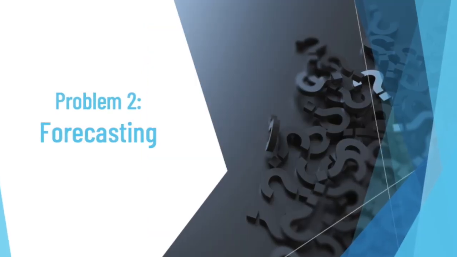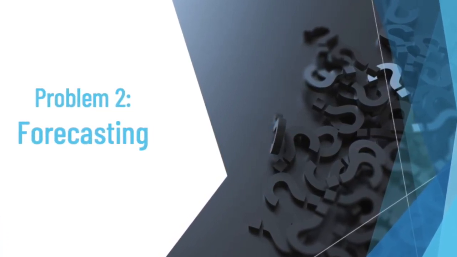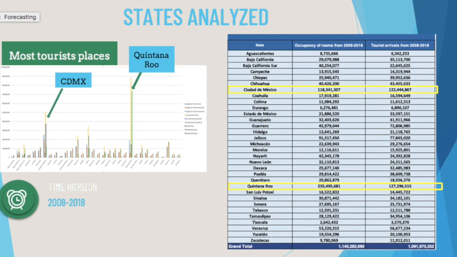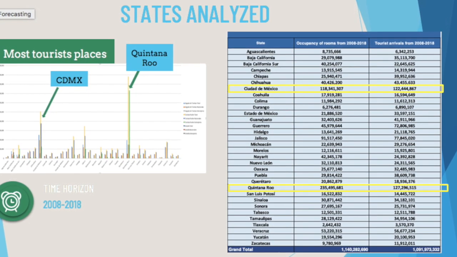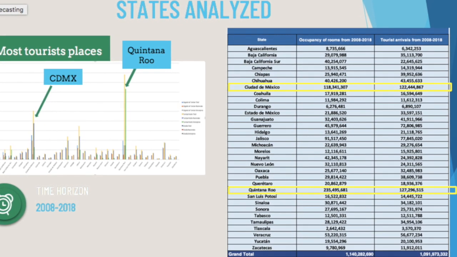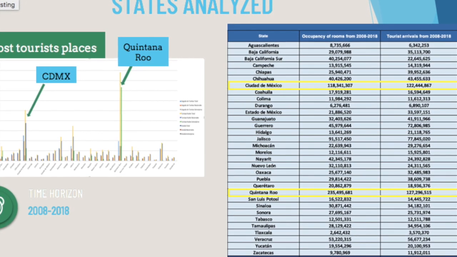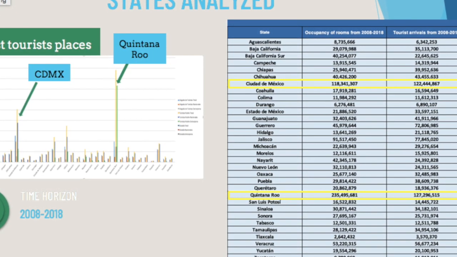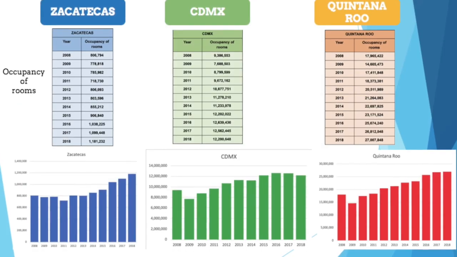For the second problem, we had to use a forecast analysis in order to know in what city it would be the best option to open a new hotel. In this problem, we use the time horizon from the data of the past 10 years so we can analyze the information better and in the most significant way, from 2008 to 2018. We analyzed three states: Zacatecas, that was the original option, Mexico City, and Quintana Roo, because according to the data and the graph, they are the states with the biggest results on occupancy of rooms and tourist arrivals.